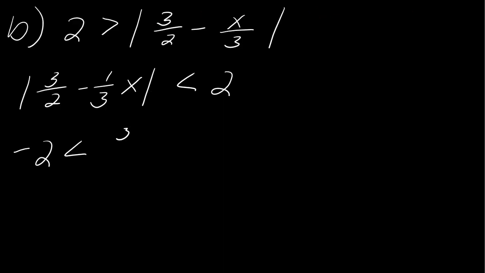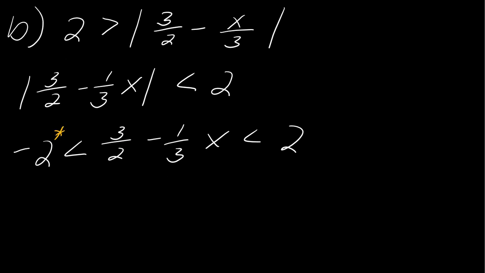So I'm going to have negative 2 is less than 3 over 2 minus 1/3 x, which is less than 2. Now, in this case, I would like to just get rid of the fractions and make my life easier. The LCD between these two fractions is 6.